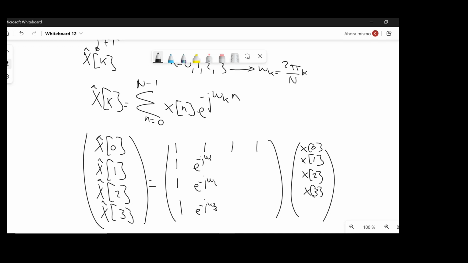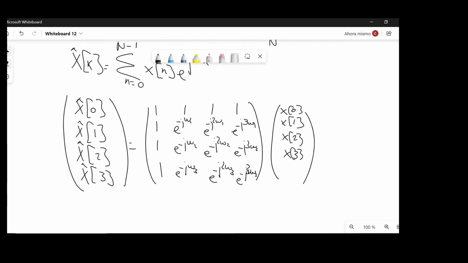What about the next one? It is the same, but now n is equal to 2. So this will be 2 omega 1, 2 omega 2, 2 omega 3. And this will be 3 omega 1, 3 omega 2, 3 omega 3.